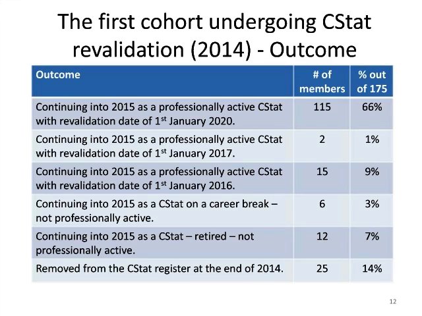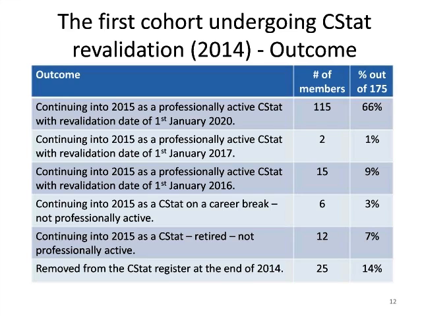So you can see from the table then that a total of 76% continued as professionally active, 3% were on a career break, so temporarily not professionally active, 7% were recently retired or planning to retire during the year, and 14% were removed from the CStat register at the end of the year. Just to say, we audited 12 individuals last year, which was about 10% of those eligible for audit.